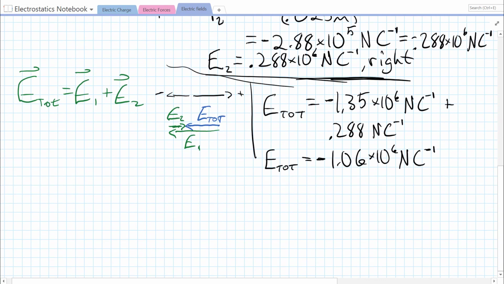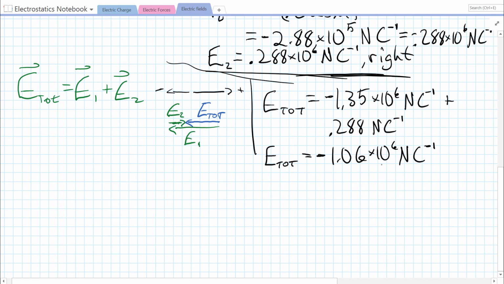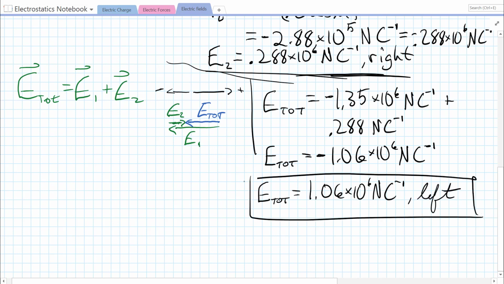And a better way to write this would be to actually get rid of this negative sign again, and we need to clearly indicate the direction. So our final total electric field at point P is equal to 1.06 times 10 to the 6 newtons per coulomb. We said that negative in this case is going to be left, so that means this is going to be pointing to the left. So there is our final answer. I'm going to do S for solution.